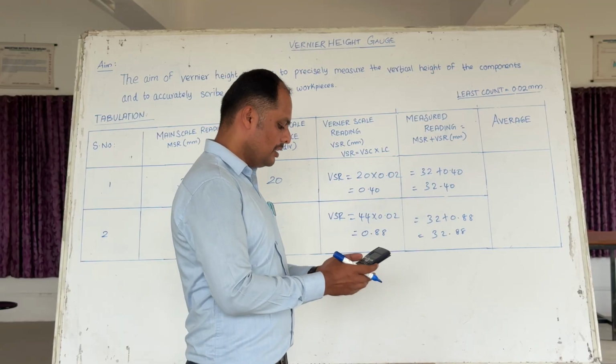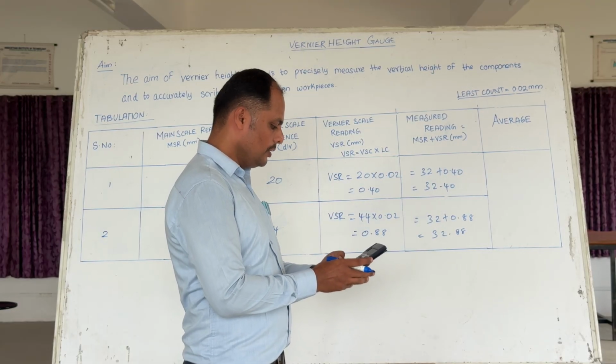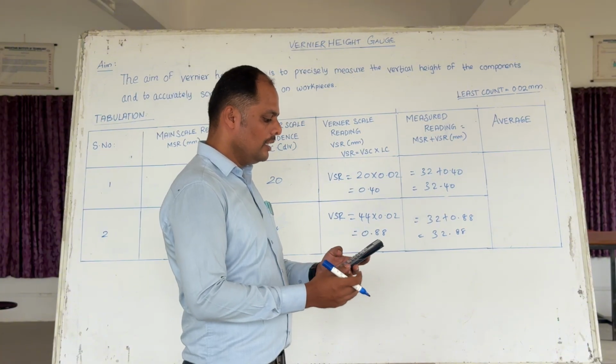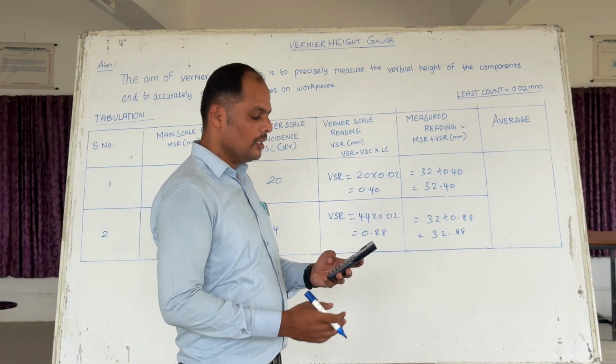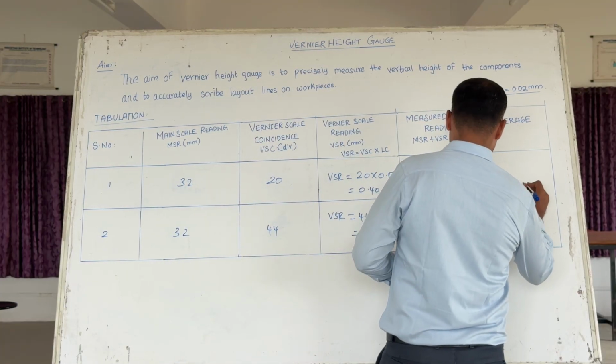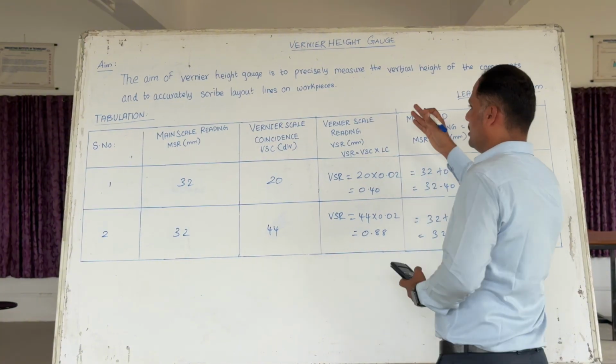Finally we want to make an average of measurements 1 and 2. The first value is 32.40. The second value is 32.88. So the total average is 32.6. This is the best average measurement value of this Vernier height gauge.